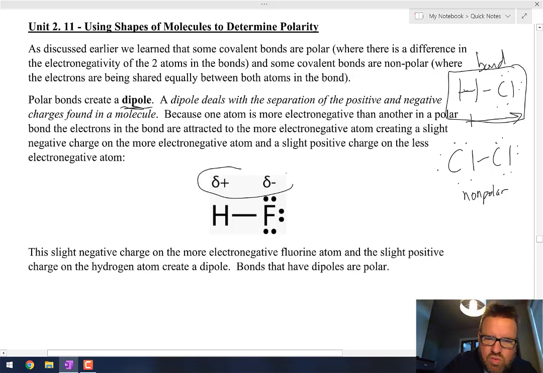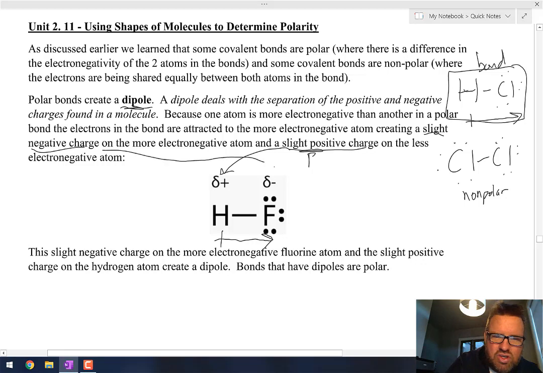So a dipole deals with the separation of those positive and negative charges. Here you can see it as well: because fluorine is more electronegative than hydrogen, we've got a dipole going in this direction, showing that the electrons are more attracted to the fluorine side than they are to the hydrogen side. And what that does is create a slight positive charge over here on the hydrogen, and a slight negative charge over here on the fluorine.